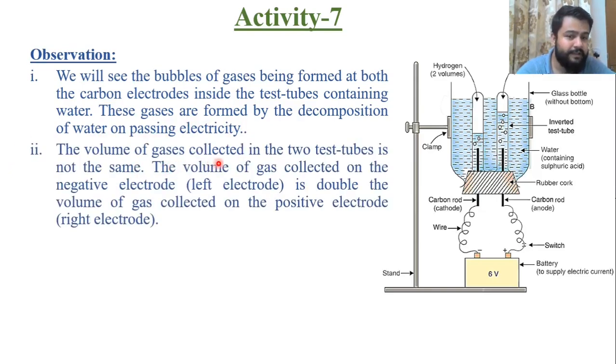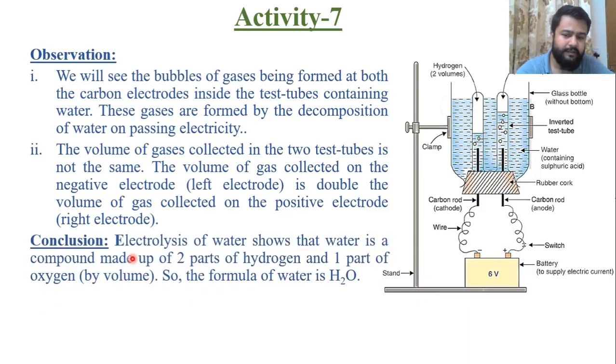The volume of gas collected in the test tubes is not the same. In one test tube it is half and in the other it is double. We can see that the volume of the gas collected at the negative electrode, that is the left electrode, is double that of the positive electrode. So at the negative electrode it is double and at the positive one it is half. That is, at the right electrode it is half, on the left electrode it is double.